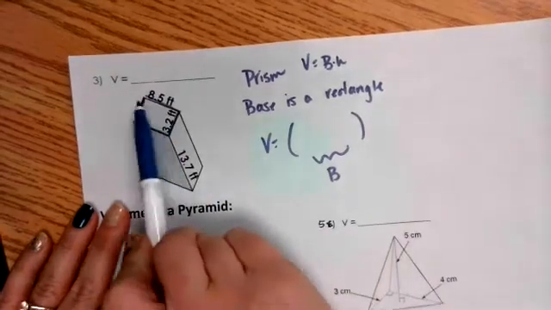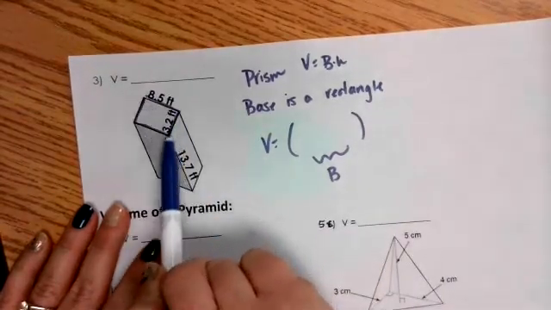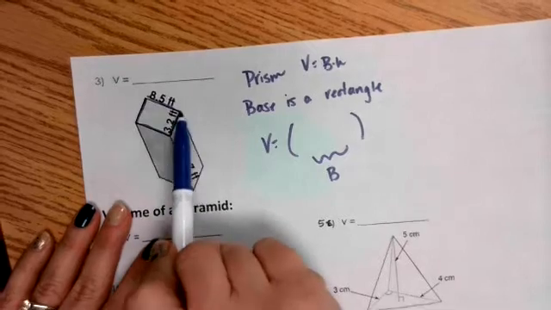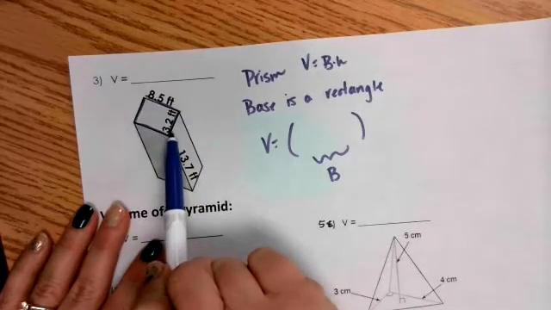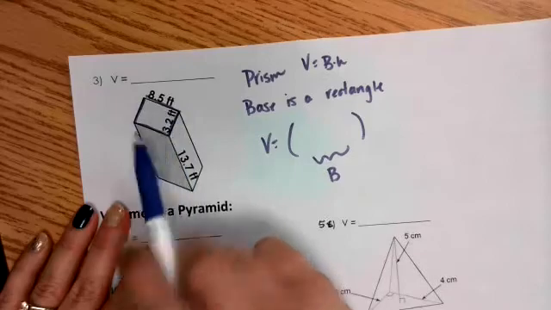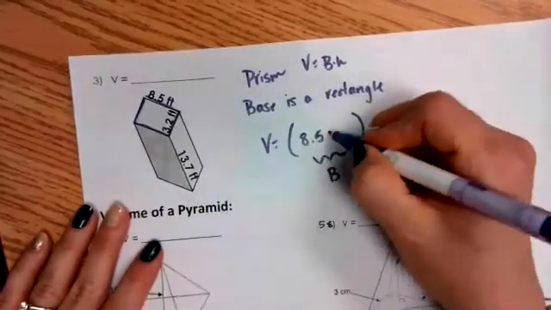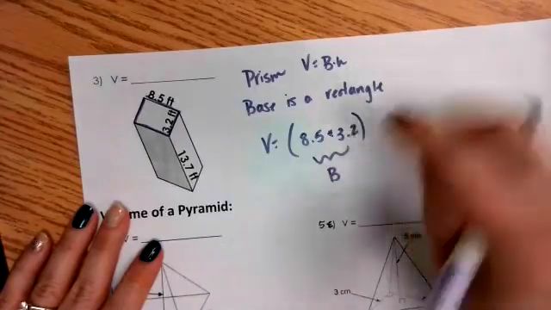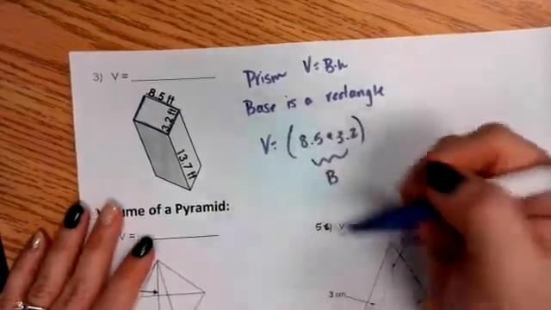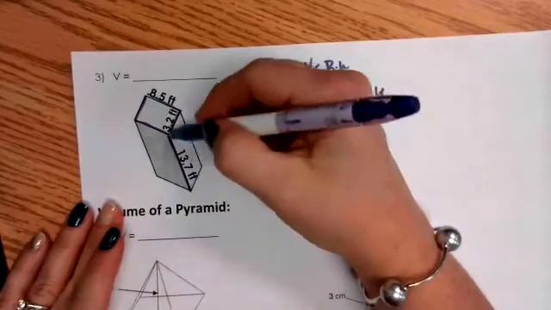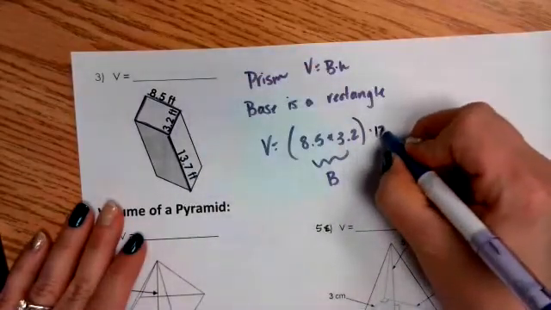In this figure, my length is 3.5 and my width is 8.5, or 3.2 and 8.5. It doesn't matter which one you use. We're going to use those two sides of the rectangle. So 8.5 times 3.2, this is the area of the base, times the height of the entire prism, which is going to be the distance between the bases, so times 13.7.